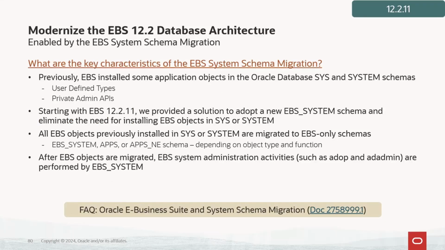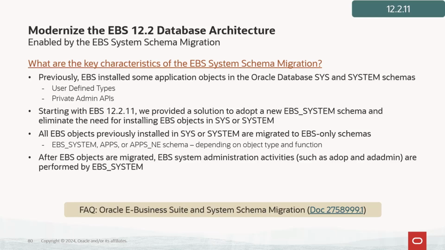Now, what's involved with this change to the new modern database architecture? Well, it's enabled by something that we call the E-Business Suite System Schema Migration. So basically, historically, we had been installing some of our application objects in the Oracle database's SYS and SYSTEM schemas. In particular, we were installing user-defined types there and private admin APIs. But starting with EBS 12.2.11, we provided a solution that will allow you to adopt a new E-Business Suite system schema and eliminate the reliance on installing E-Business Suite objects in either the SYS or SYSTEM schemas.